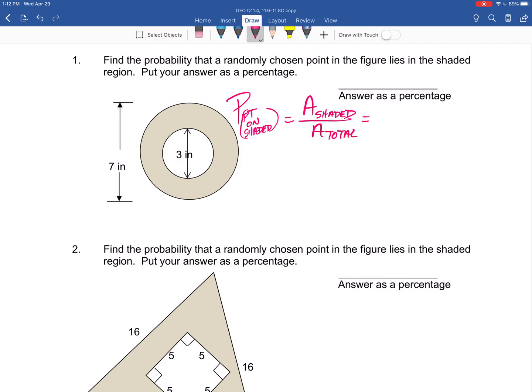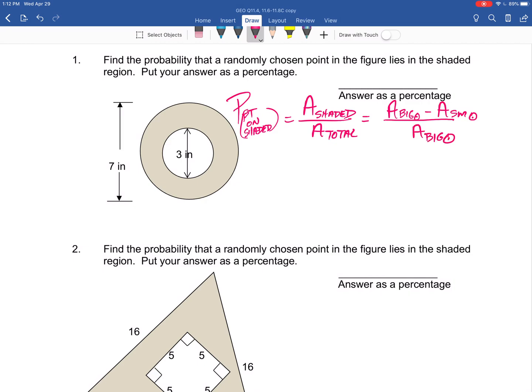Now, for this particular one, what are you going to do to get the area that is shaded? Just the shaded area. How are you going to do it? Yeah, take the area of the big circle and minus the area of the small circle. So here it is: area of the big circle minus area of the small circle divided by area total. What's area total? Yeah, the biggest shape you have, that's the big circle. Area of the big circle.